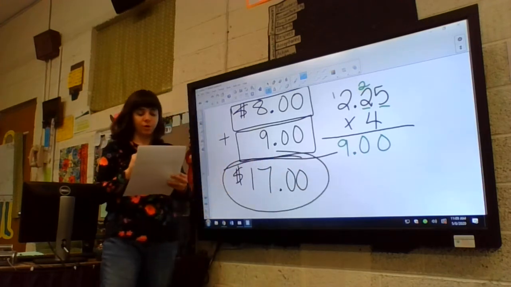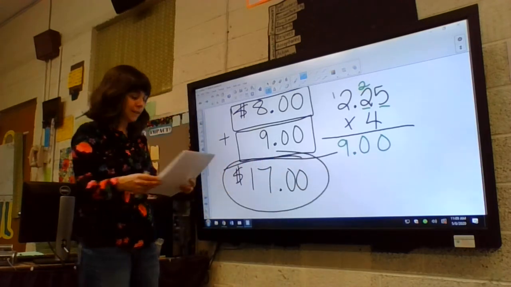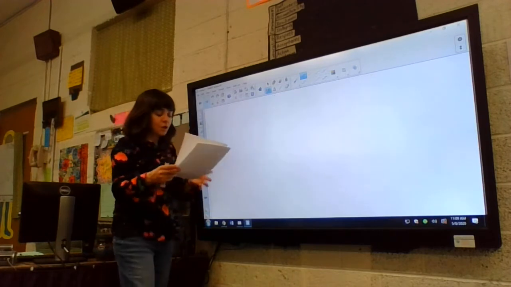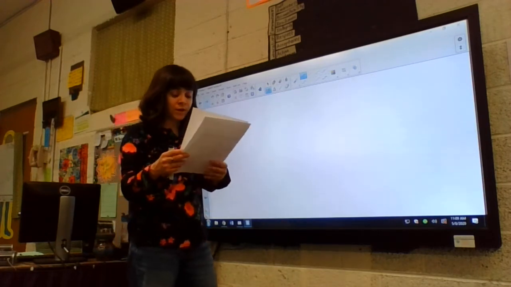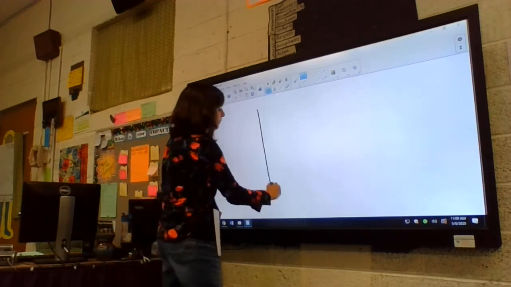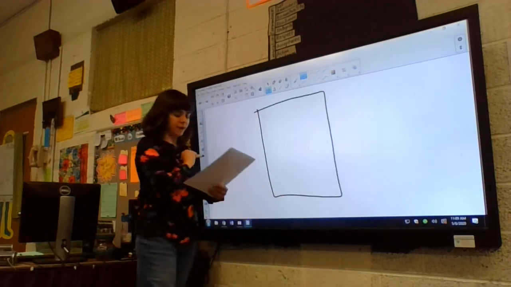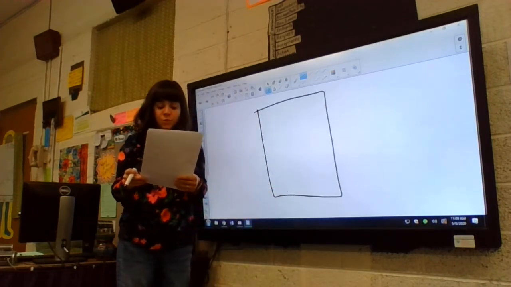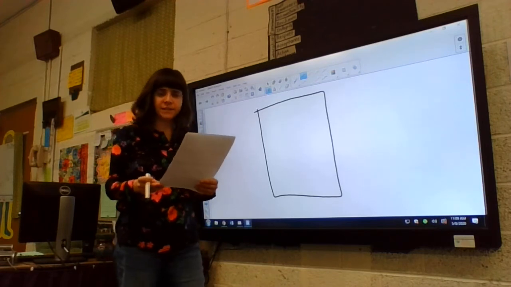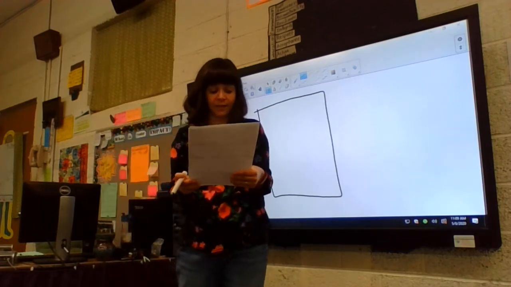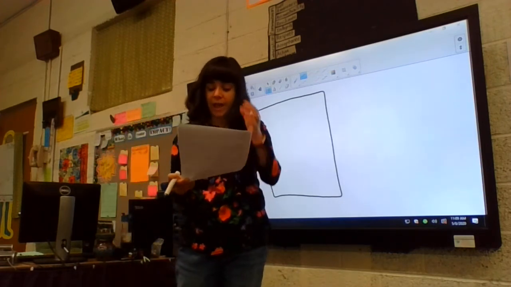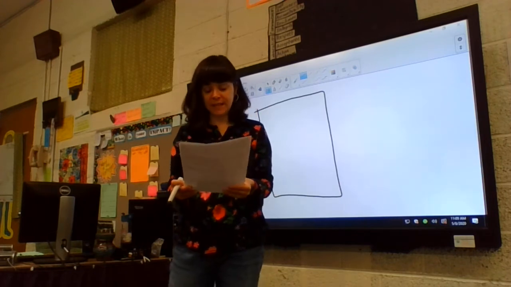So that was number 1 Tuesday, is C, $17. Number 2, John has 1 gallon of gas in a can. Okay, here's my gallon. He uses 1/5 of a gallon to mow his yard and 3/10 of a gallon to mow his grandmother's yard. How much gas is left in the can?